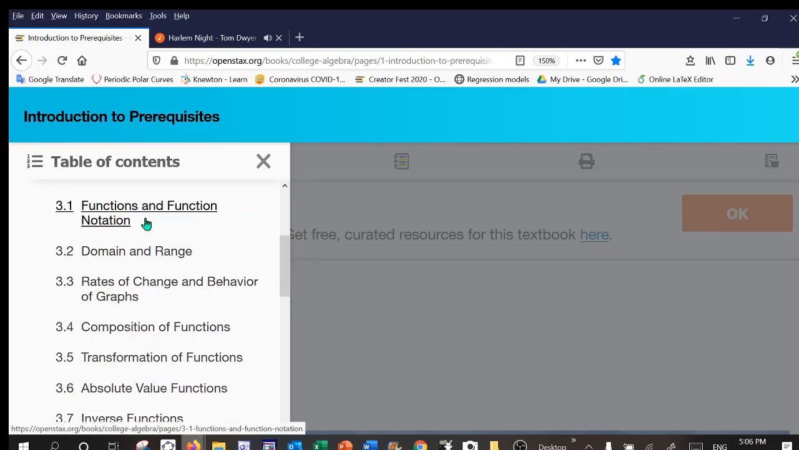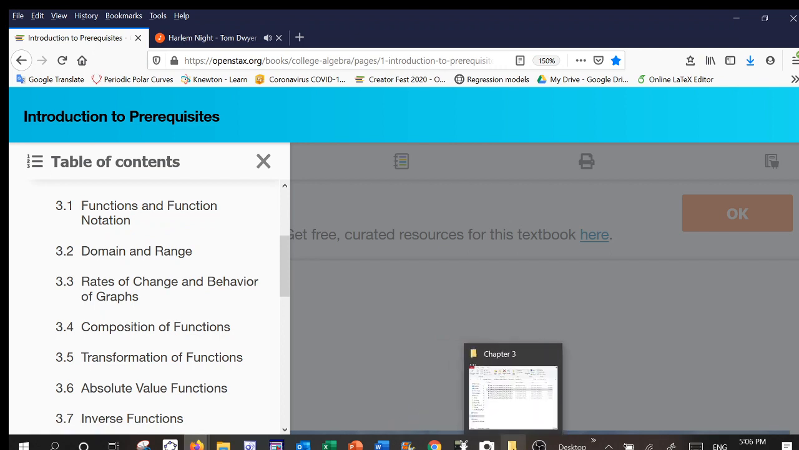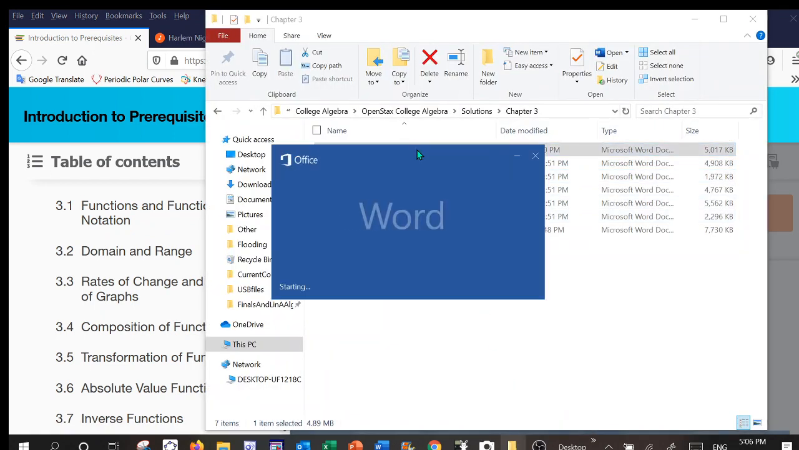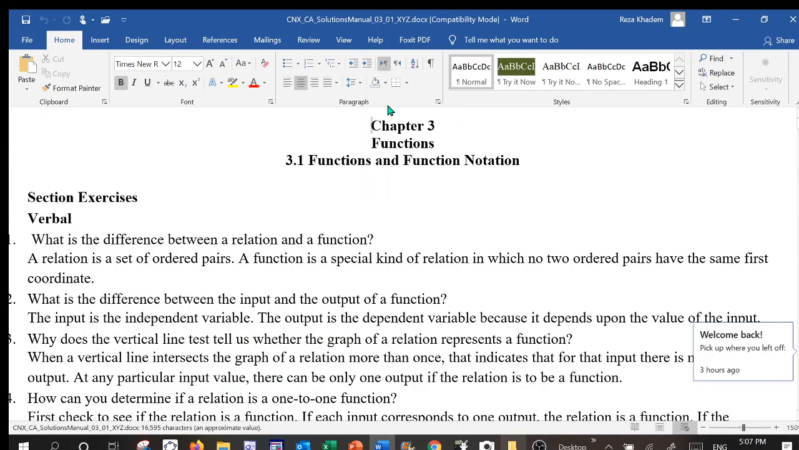So let's see. So this video will be on these 3 sections right here from chapter 3. So we're going to talk about functions and relations and function notation, domain and range, and then rates of change and behavior of a function. So let's start by looking at the first section, and then as we progress, I'm going to explain any concepts that need to be explained.